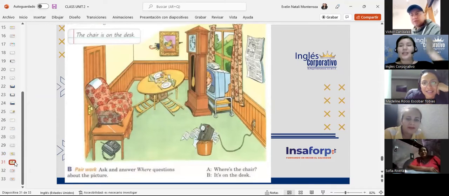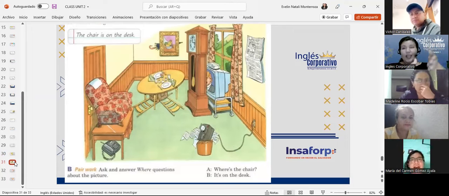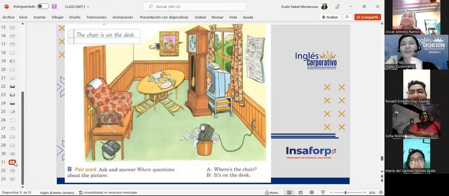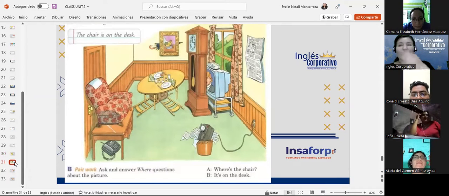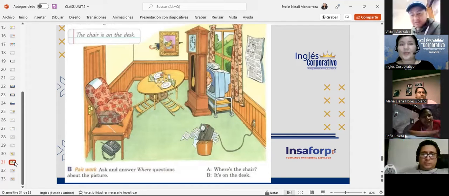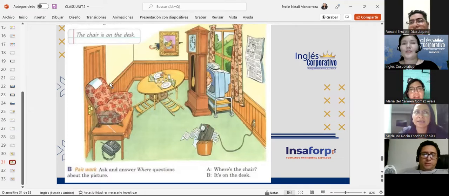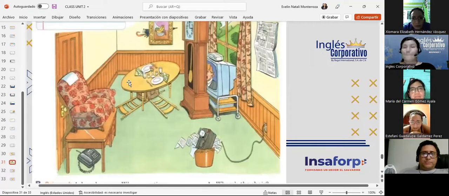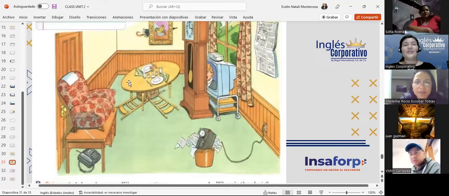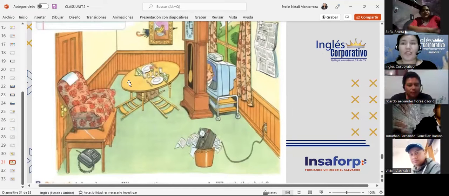The television is behind the clock. Okay, the television is behind the clock. The television is in front of the windows. Very good. Where is the umbrella? Umbrella is behind the picture. Behind the picture, right? Where is the armchair?